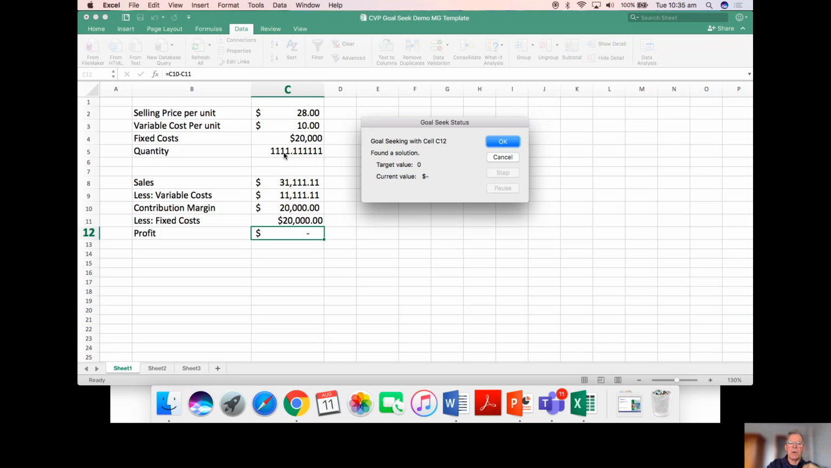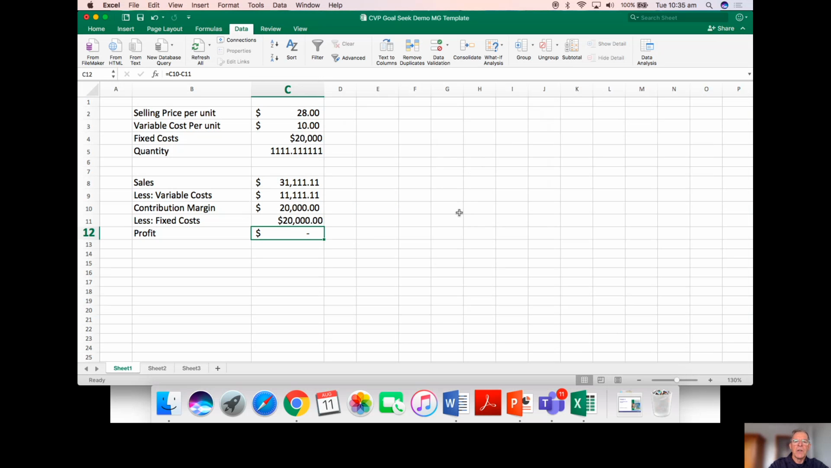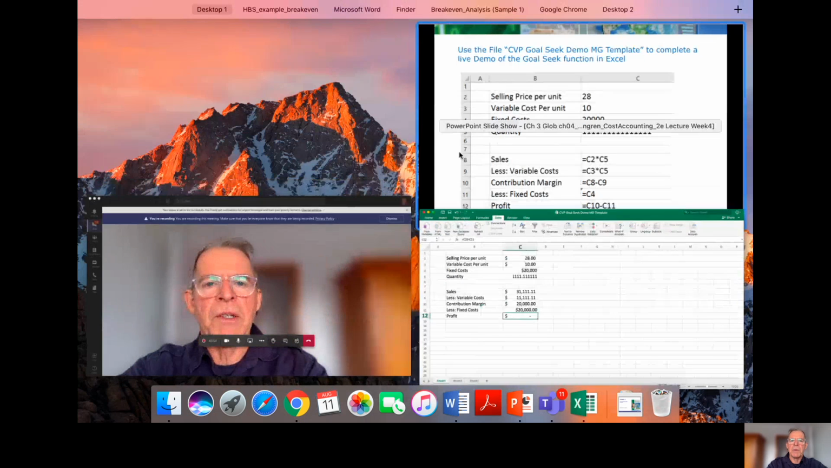1,111 units is the break-even point. But of course, you can't sell 0.11 of a unit. So we'd have to round it up to 1,112 as our break-even point. Let's have a look at two other examples.